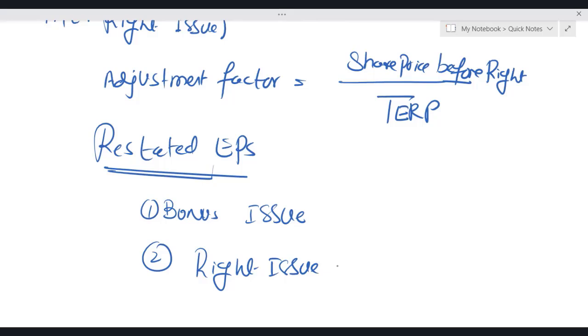And a very important concept is, either in the current year you have bonus or right, or even both, you have to restate the previous year EPS. There are two other events as well in which we do restate the previous year EPS, but that is not in our syllabus. One is share split, another is share consolidation. But these both events are not in FR. That is why we are not discussing them.